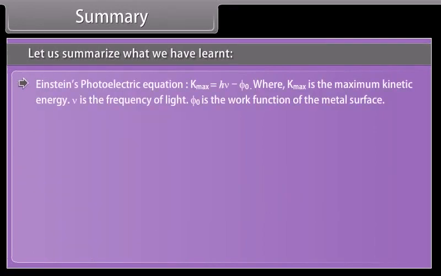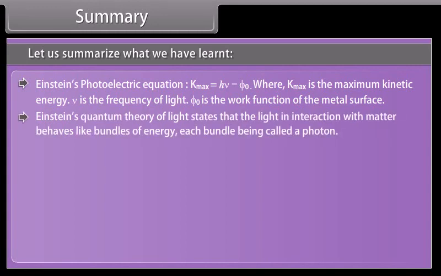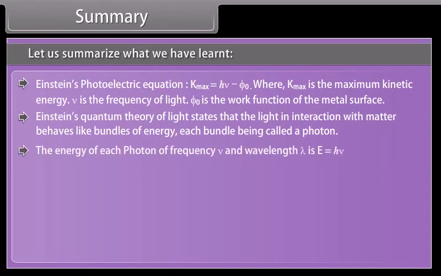Einstein's photoelectric equation: Kmax equals h nu minus phi 0, where Kmax is the maximum kinetic energy, nu is the frequency of light, and phi 0 is the work function of the metal surface. Einstein's quantum theory of light states that light in interaction with matter behaves like bundles of energy, each bundle being called a photon. The energy of each photon of frequency nu and wavelength lambda is E equals h nu.